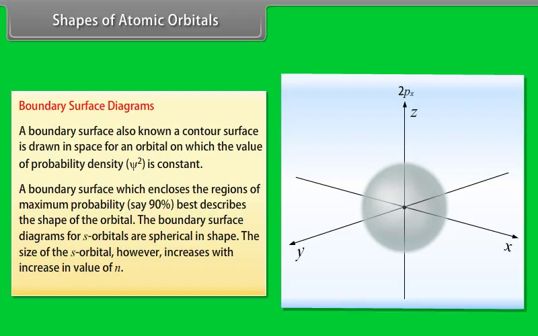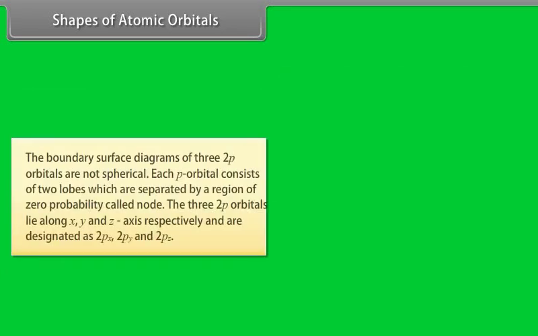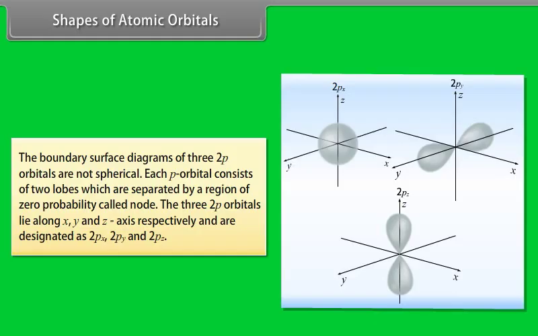The boundary surface diagrams for s orbitals are spherical in shape. The size of the s orbital, however, increases with increase in value of n. The boundary surface diagrams of the three 2p orbitals are not spherical. Each p orbital consists of two lobes which are separated by a region of zero probability called node. The three 2p orbitals lie along x, y and z axes respectively and are designated as 2px, 2py and 2pz.